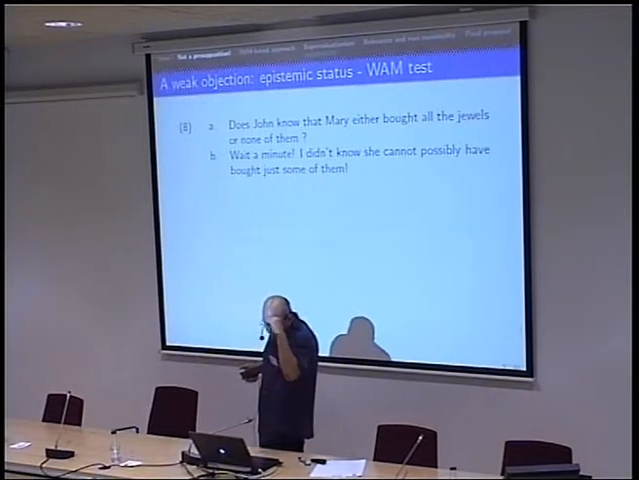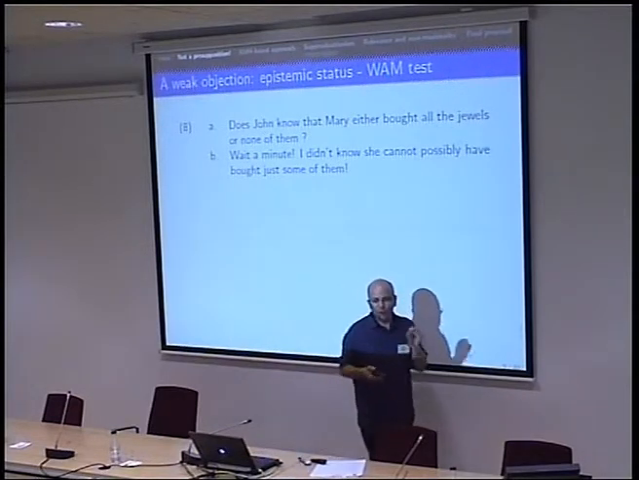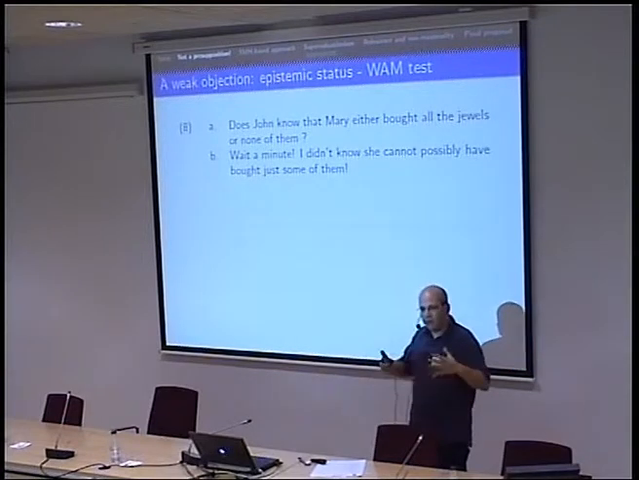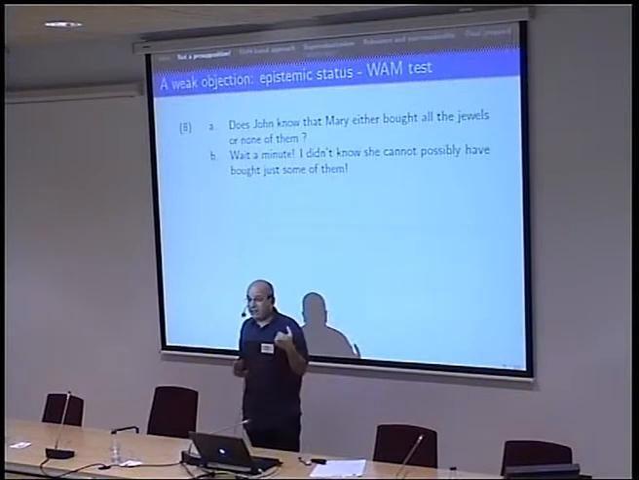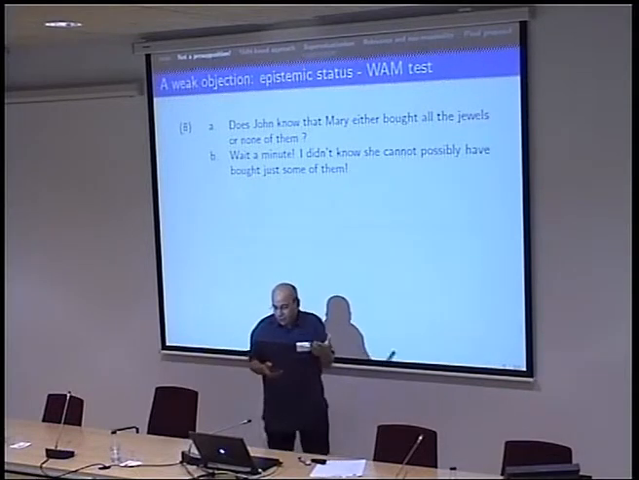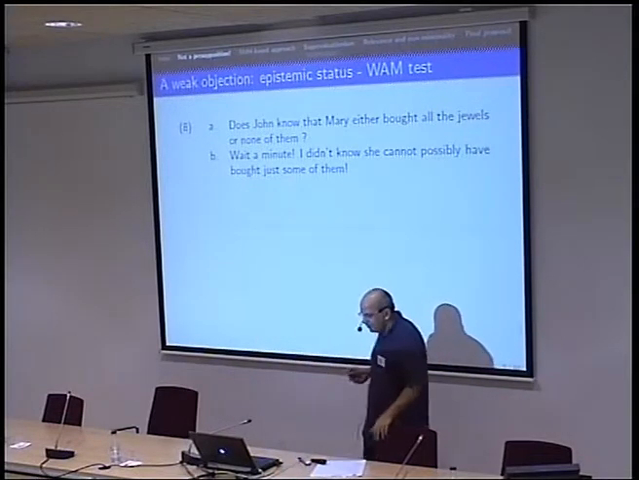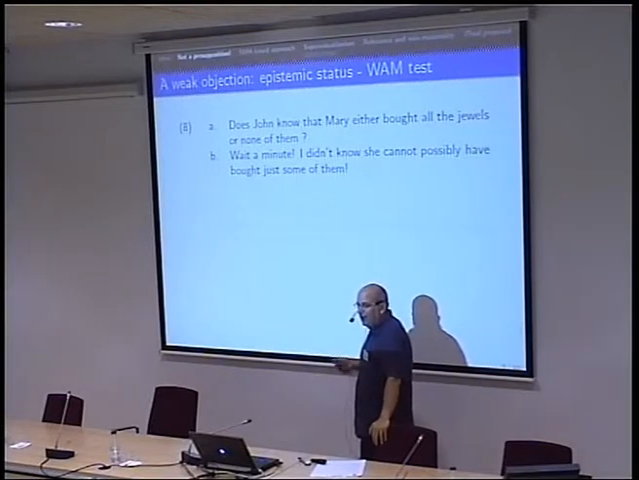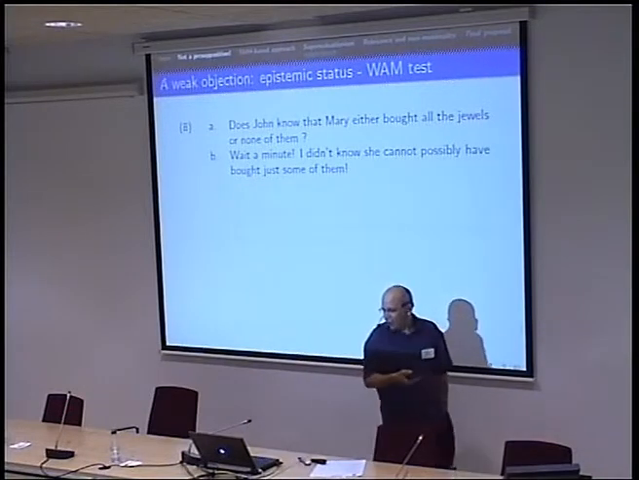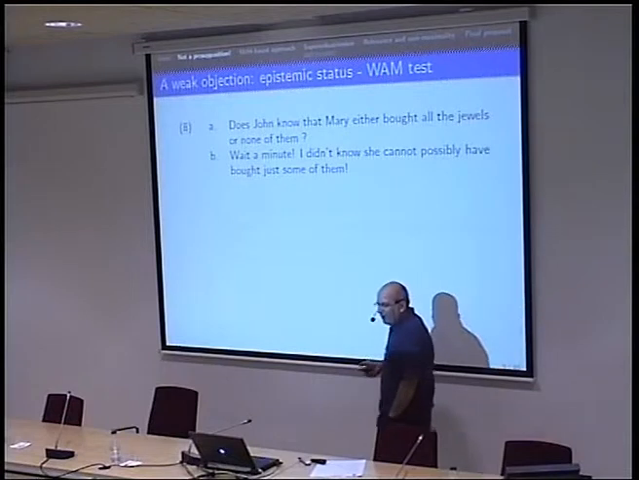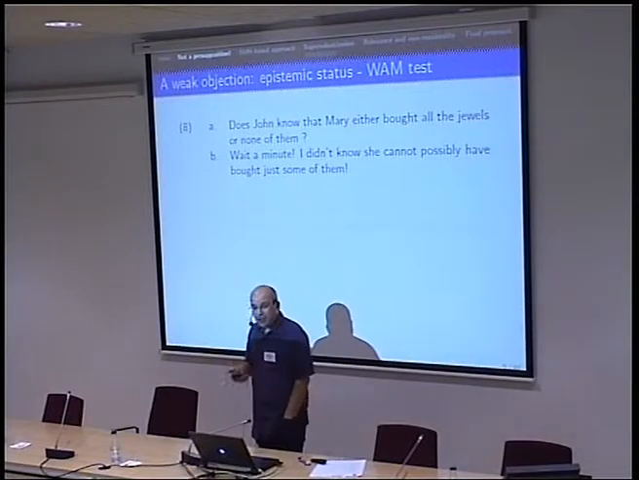Now, I think there are a number of objections you can make to the view that this is really a presupposition, in the strong sense. A relatively weak objection has to do with the epistemic status of this alleged presupposition. So, you could have a dialogue like this. I mean, you couldn't really have it, but it doesn't sound so bad when you construct it. "Does John know that Mary either bought all the jewels or none of them?" "Wait a minute, I didn't know that she cannot possibly have bought just some of them."